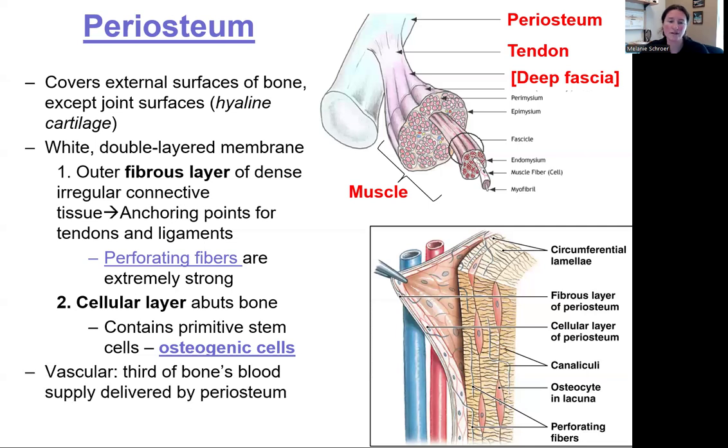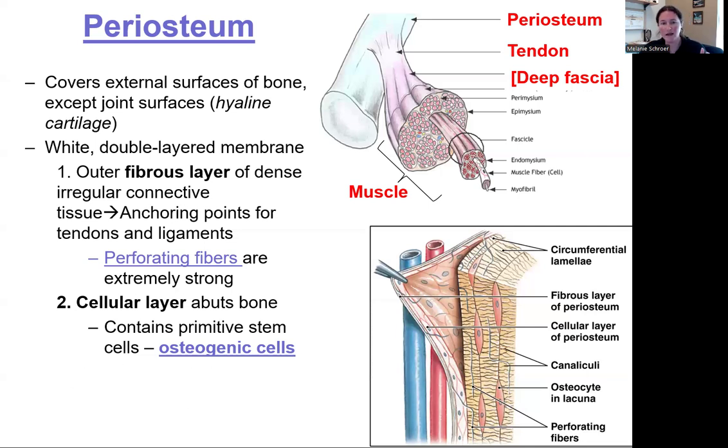Okay, and so this is actually really important in healing our bones. It's really important in making our bones bigger and stronger. It's really important in balancing the calcium within our body. So lots and lots of functions are facilitated by the stem cells in our periosteum.